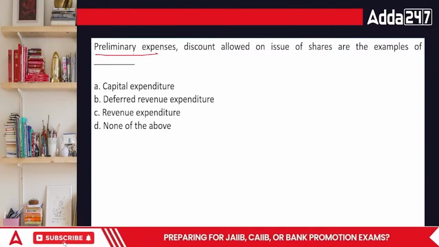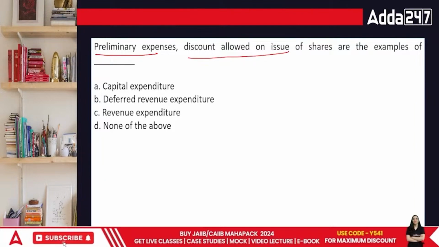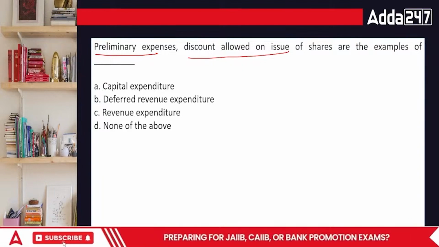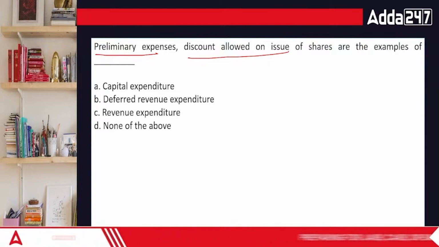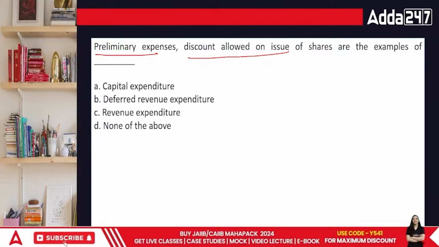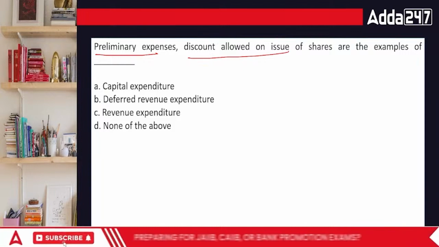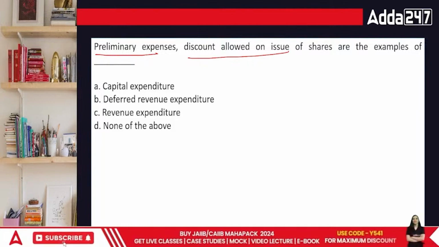Next question. Preliminary expenditure and discount allowed on issue of shares are examples of capital expenditure, deferred revenue, or revenue expenditure, everyone. What's going to be the answer? Preliminary expenses are those expenses which are incurred before the company is incorporated. Preliminary matlab something which is done way before the organization was even born.